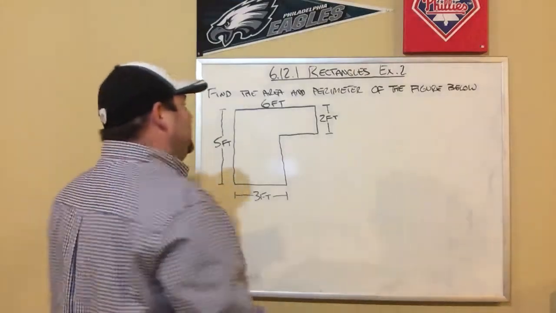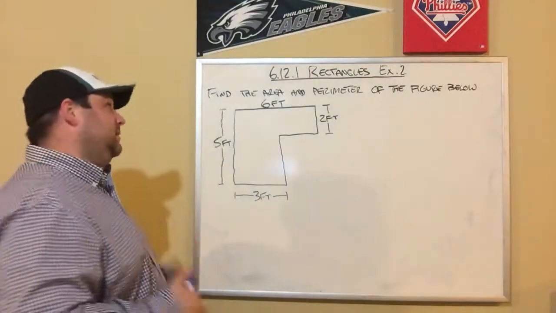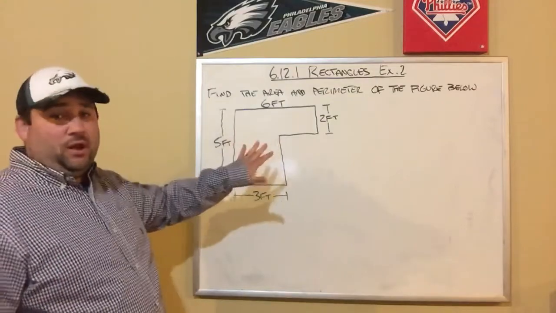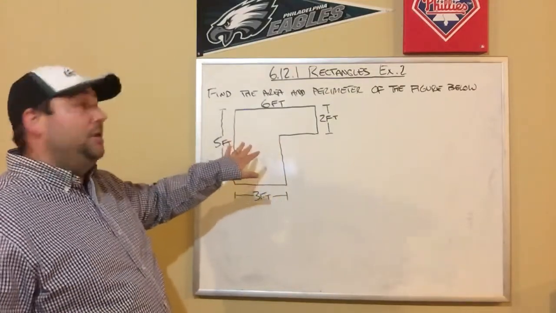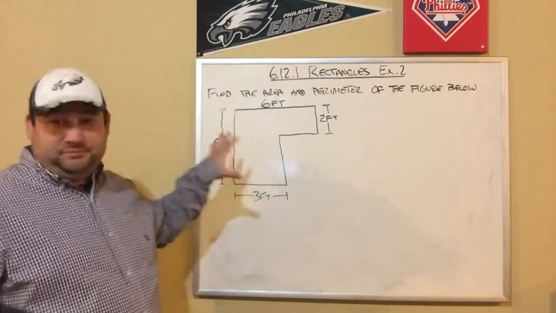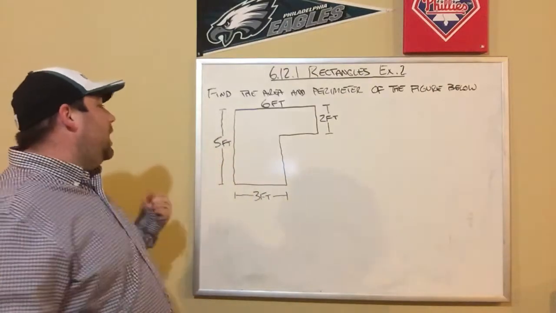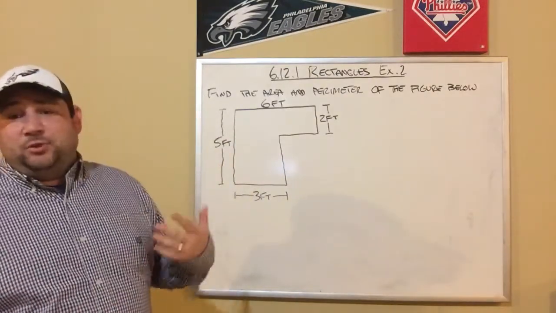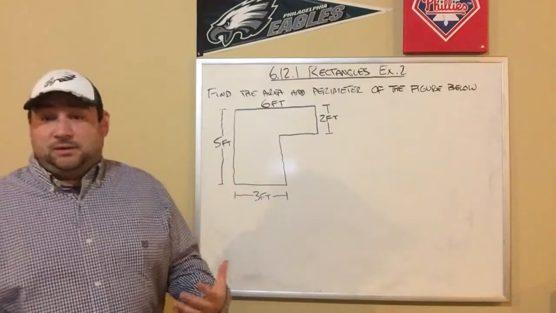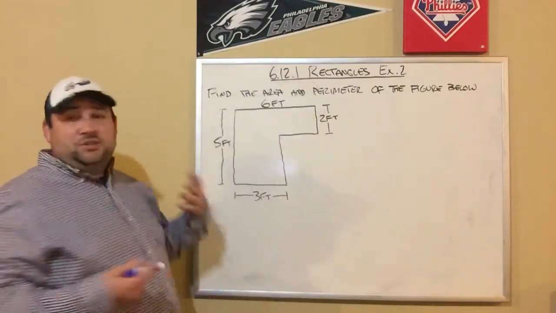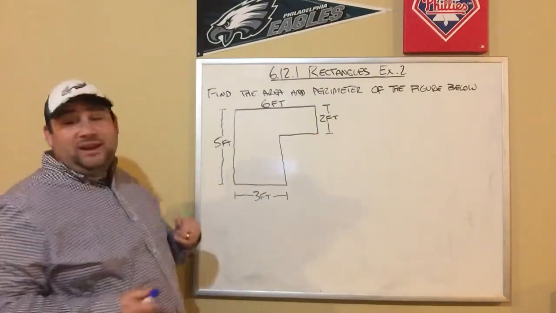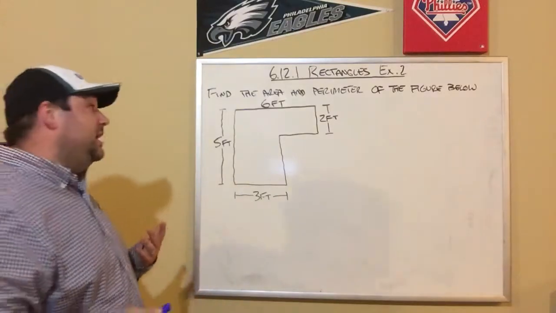All right, sixth grade. So we got example 2 here on rectangles. You can see my beautiful drawing on what you have in your notes. I did an amazing job copying it onto the board here. We're being asked to find the area and perimeter of this figure. This figure's not a rectangle. It's a weird shape, but I could break it up into 2 rectangles. And that's what we're going to do.